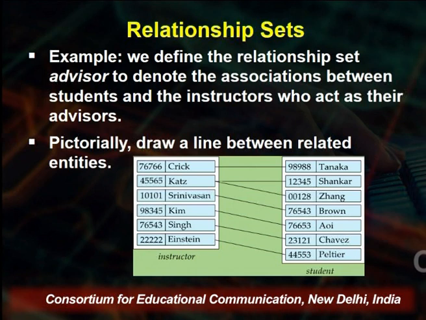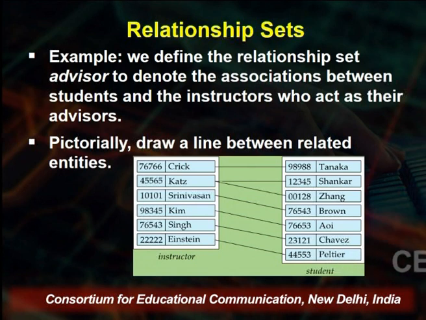So, from here the inference we can draw is that this is instructor Crick, with instructor ID 76766, who is an advisor to this particular student whose ID is 98988. Now, this is a figure in which we have depicted how these relationships can sit there.